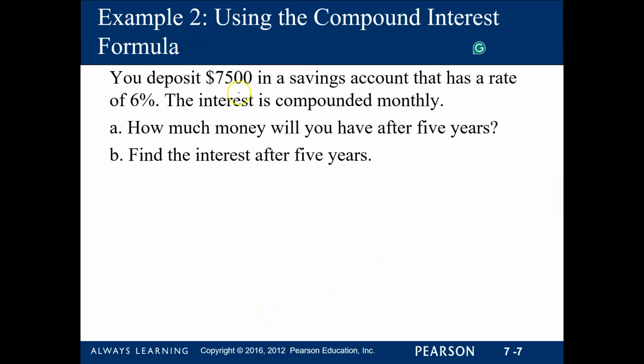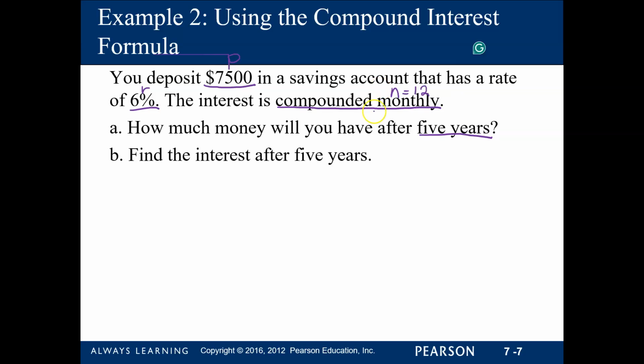You deposit 7,500, so we know this is our P, all right? In a savings account that has a rate of 6%, this is our R. The interest is compounded monthly. All right, monthly. So what does that entail? The n is going to be equal to 12, okay? So we need to find what will be the future value after 5 years.